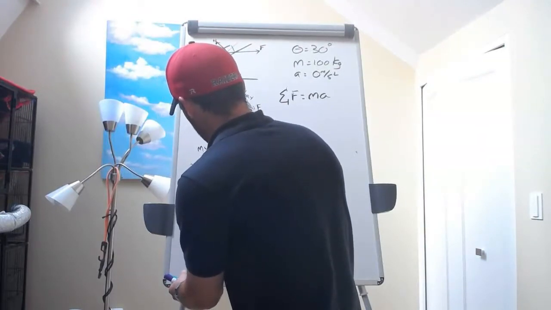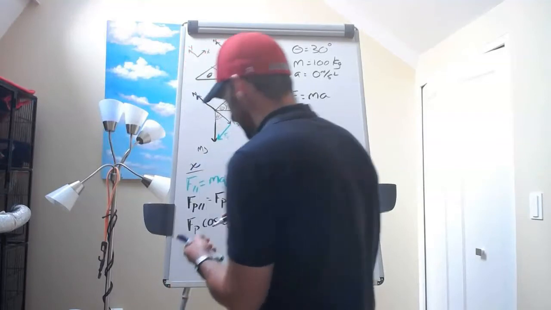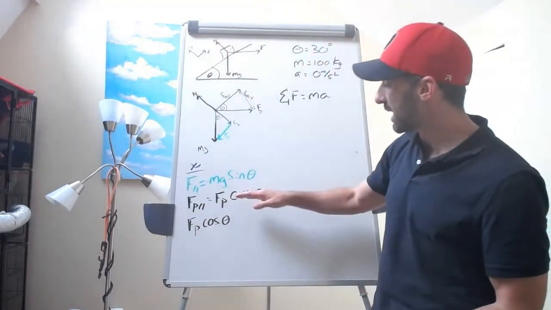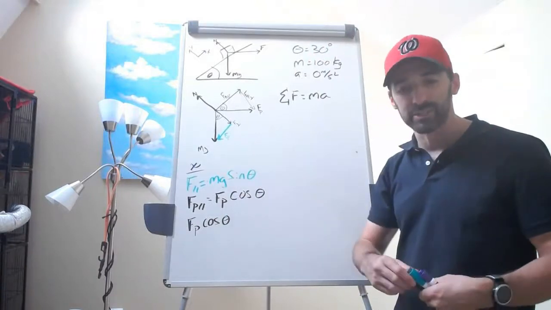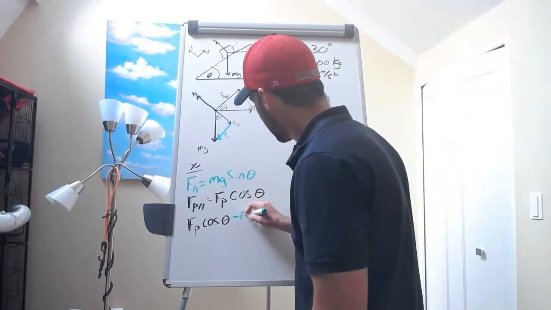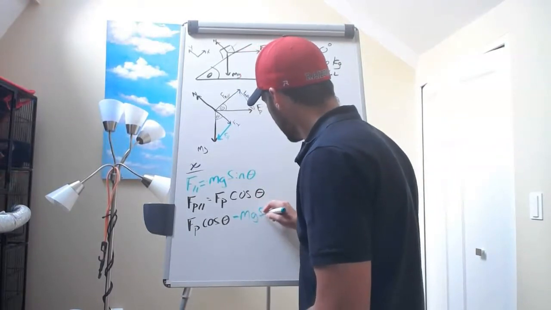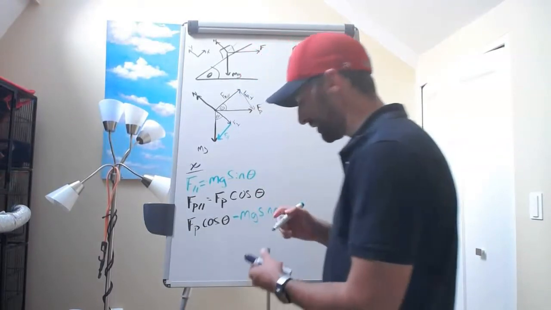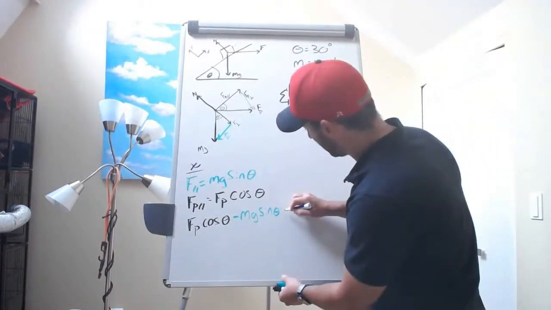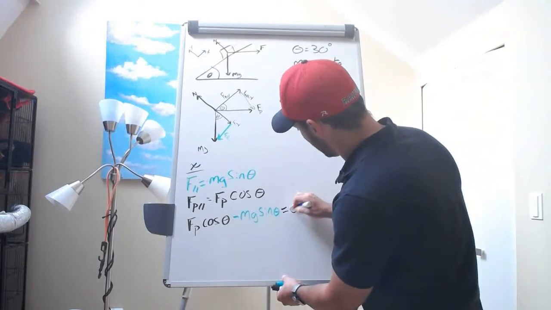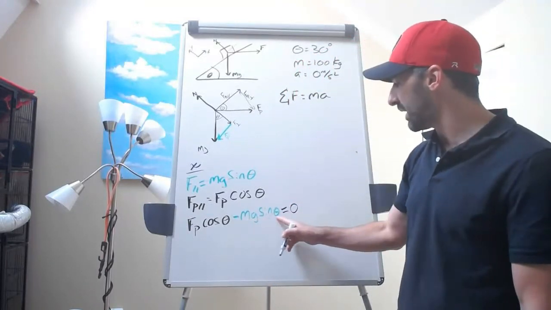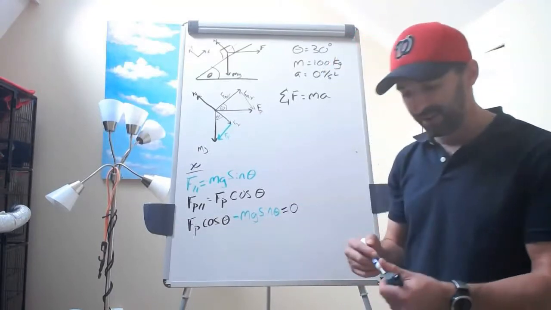So I'm going to say Fp cosine theta. I always like to add vectors, so I'm going to say plus a negative, which we know is just going to be minus. So I'm going to say minus mg sine theta. That whole thing is equal to 0. And now I know m, I know g, I know theta. I can solve for F push.